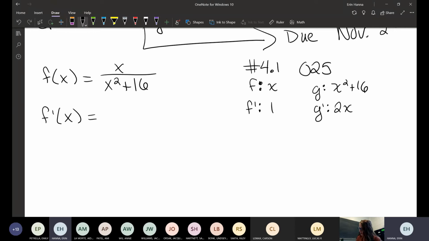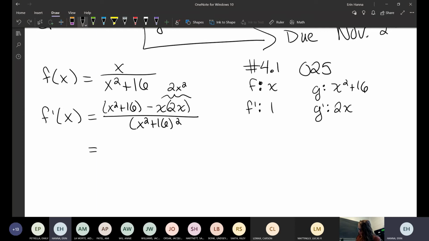2x, so we'll have f prime times g minus f times g prime. Whoops, getting ahead of myself. All over g squared. If we simplify that numerator, since that last piece is 2x squared, we'll get x squared minus 2x squared, so 16 minus x squared all over x squared plus 16 all squared. I'll hopefully have time to do that, Jackie.